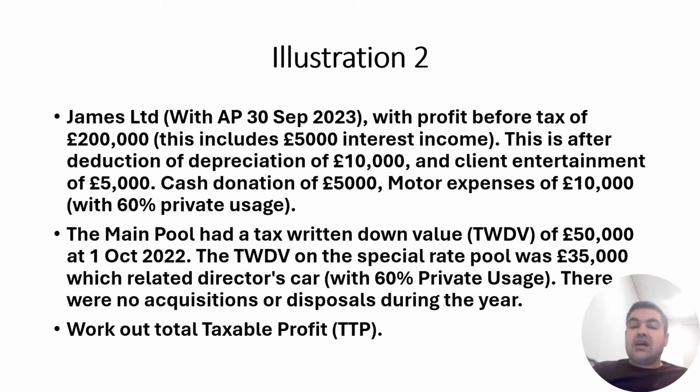The main pool had a tax written down value of 50,000 at 1st of October 2022. The tax written down value on the special rate pool was 35,000, which related to a director car with 60% private usage. There are no acquisitions or disposals during the year. Work out your total taxable profit.